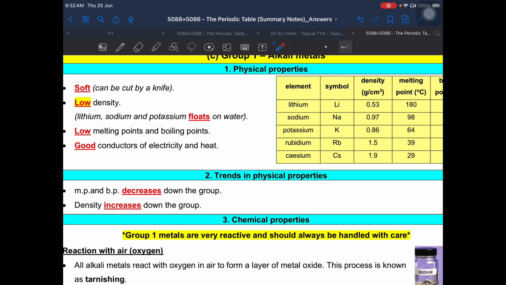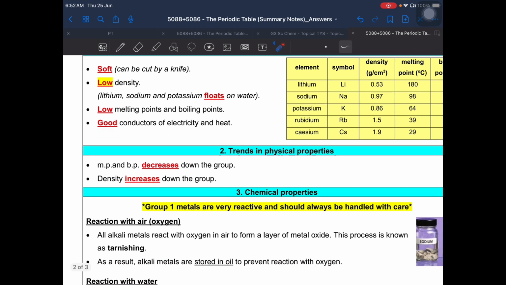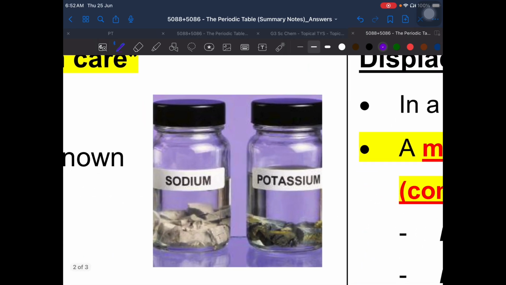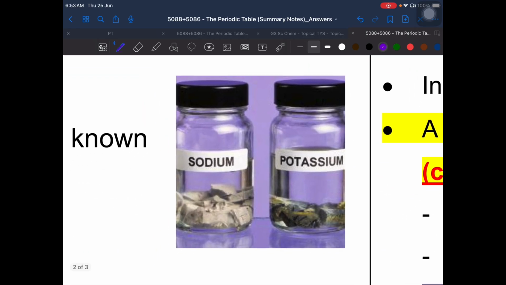First and foremost, group 1 metals are super reactive and they should always be handled with care. What do I mean by that? Even if you just expose them to the air, leaving them on the table, they will go through reaction as well because there will be oxygen. And this is what we call tarnishing, right? So it's a form of corrosion that happens. As a result, we always keep them inside what we call mineral oil. Mineral oil prevents contact, prevents reaction with oxygen or even the moisture in the atmosphere. So you look at this over here, these group 1 metals here, they are actually stored. Don't think you can see the level.